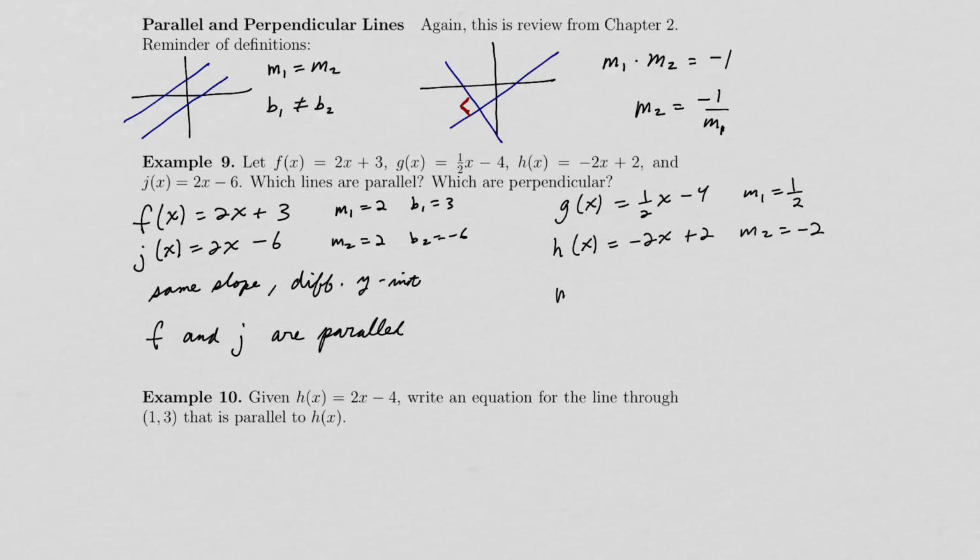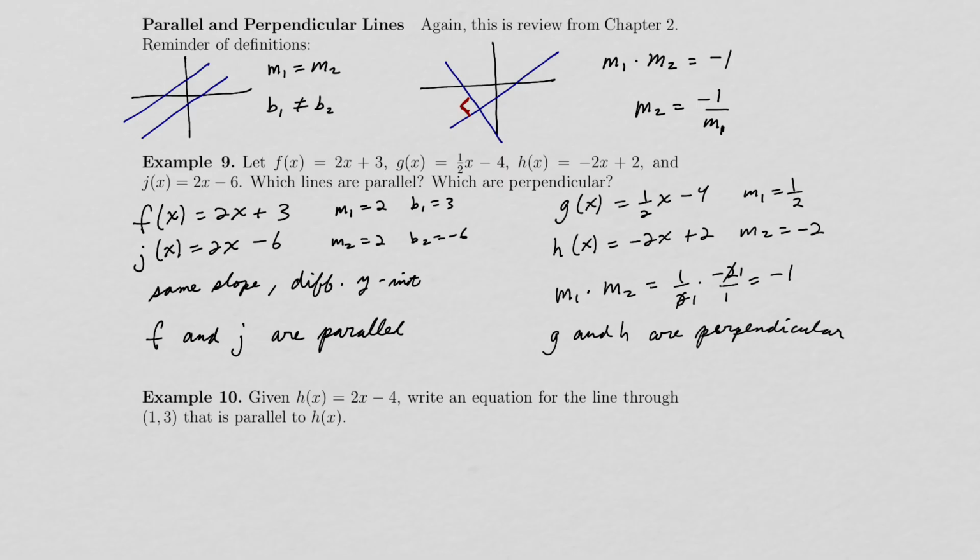Now, if I multiply those, what do I get? So I have 1/2 times -2. Well, the 2's cancel, right? And I have 1 times -1 over 1 times 1. There's just a 1 here now, and that's equal to -1. So this is telling us that g and h are perpendicular. Okay, so g and h are perpendicular.